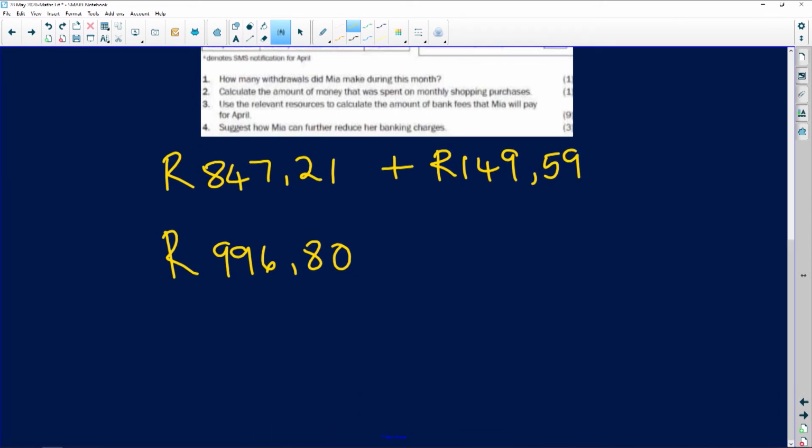Number 4: suggest how Maya can further reduce her banking charges. In order to answer a question like this, you would have to analyze what would be better. Is it better if I go to the ATM and withdraw my money in cash and use it? Is it better if I swipe? Is it better if I withdraw at another ATM as opposed to the Capital Bank ATM? We need to be vigilant in terms of what this question is asking us. What is going to be the better transaction?